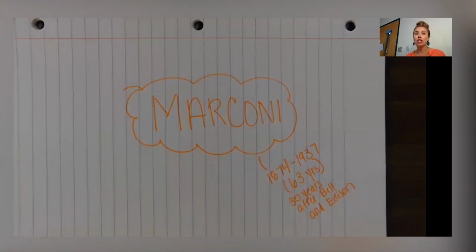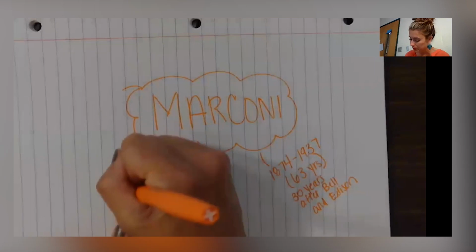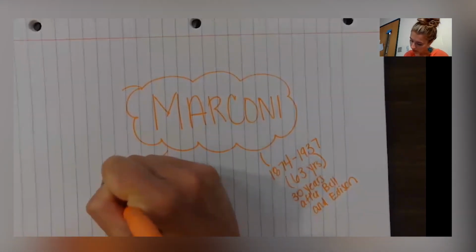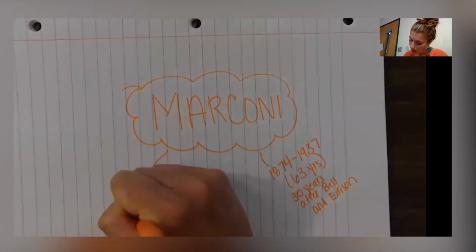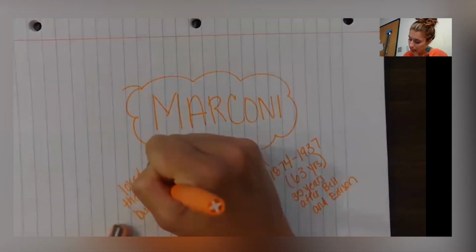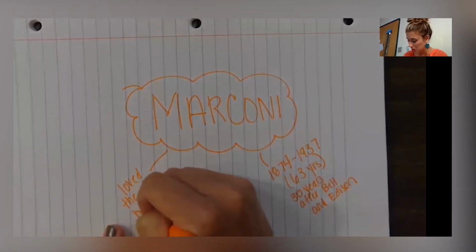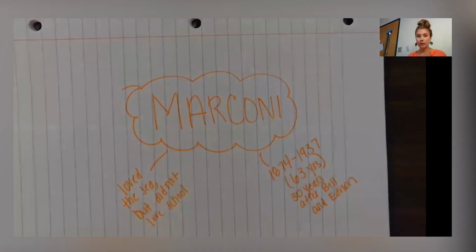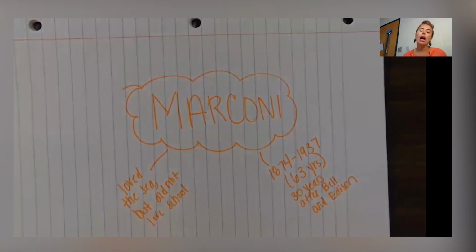Now, I want to also add a few more other things that I learned once I was reading. He loved the sea. We know that for sure. And he also did not love school. Let's go ahead and add that into our organizer. He loved the sea, but did not love school. Remember, I'm keeping all my thoughts organized on my graphic organizer, so it'll help me with my independent practice at the end of our lesson.